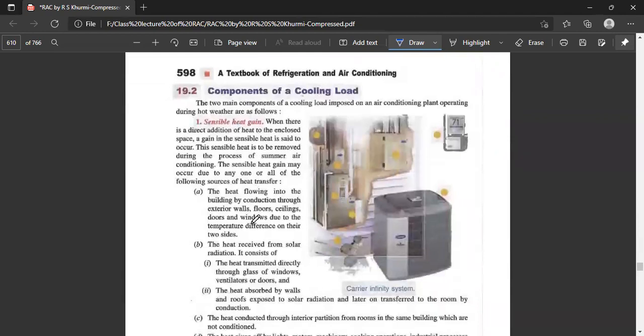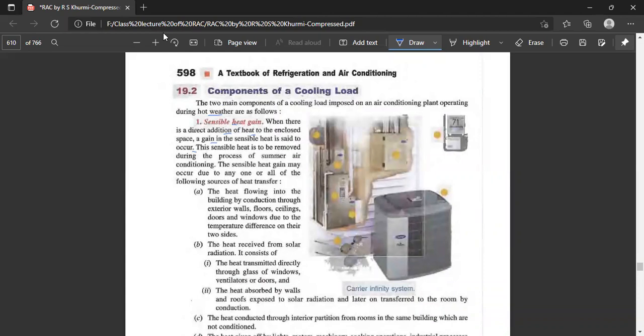Now, the components of the cooling load. Two main components of a cooling load are imposed on an air conditioning plant, as follows. The first is sensible heat gain, where there is a direct addition of heat to the enclosed space. So if you directly apply or absorb certain heat, it is a sensible heat application. This is to be removed in the process of summer cooling, and sensible heat may occur due to any of the following reasons.